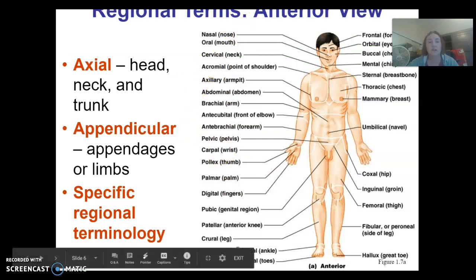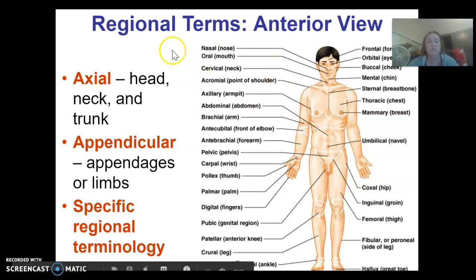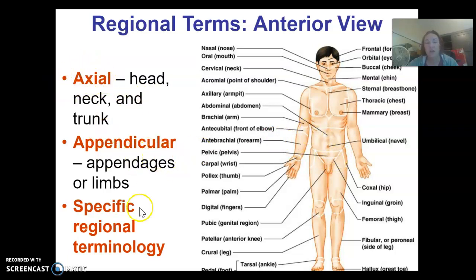Let me see if I can make this a little clearer for you. There we go. And so there are about 30 regional terms that you need to know. There is a list of them on the PLTW website. And you also need to know what axial and appendicular skeletons are, and also all of these specific regional terminologies. So you must know what all of these terms mean.